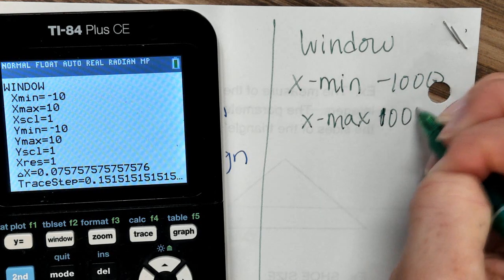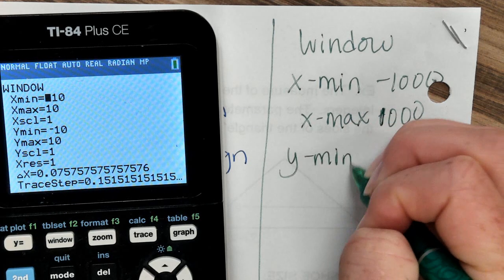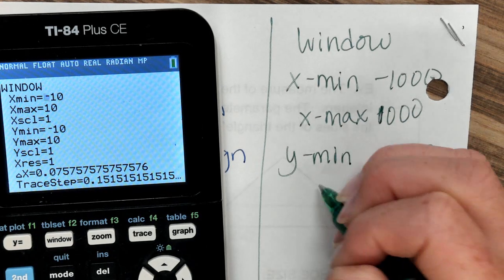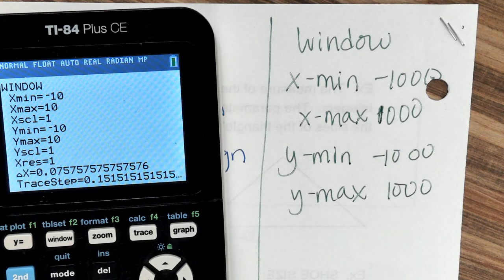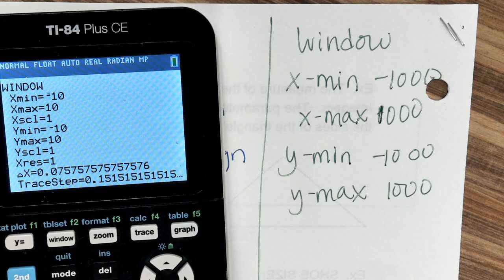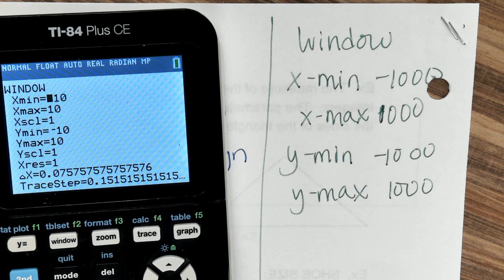Positive 1,000. And then our y minimum, I'm also going to do the same thing. Negative 1,000. Our y maximum, I'm going to do positive 1,000. If you mix them up, your calculator is going to be lost. You can't go from a positive to a negative. You can't have a minimum positive and a maximum negative. Okay?